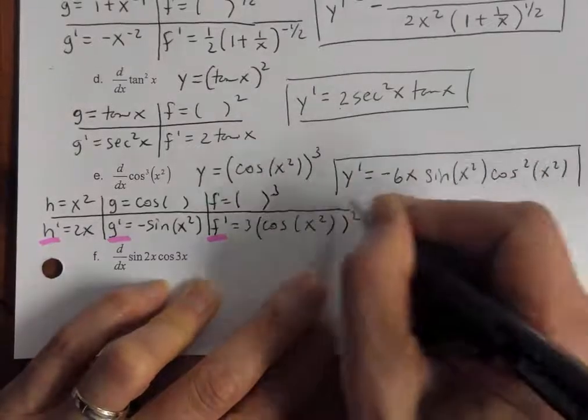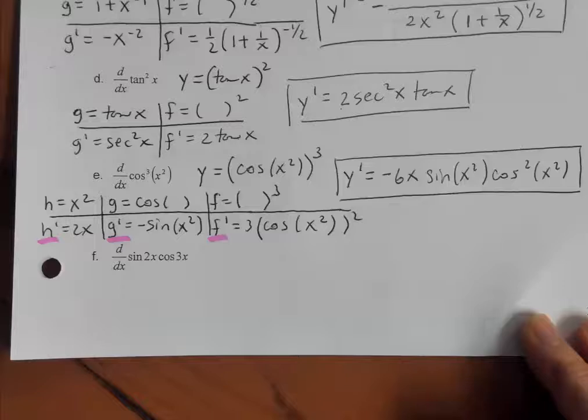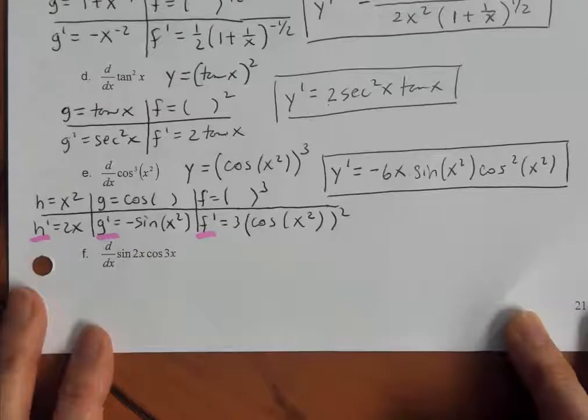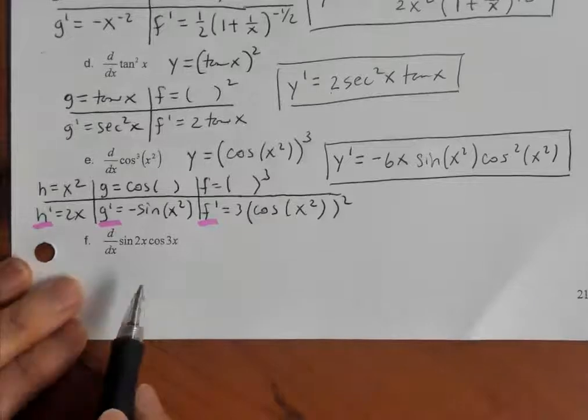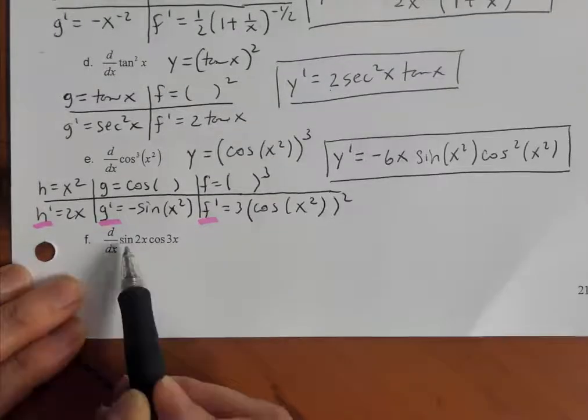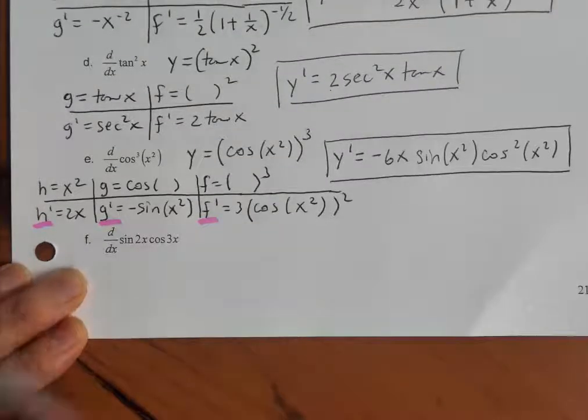Okay, so that's an example of a triple chain. You could do a 4 chain also, a 5 chain. You could have as many chains as you want, as many composition functions. Okay, then our last example on this is we're going to now go back to another previous rule.